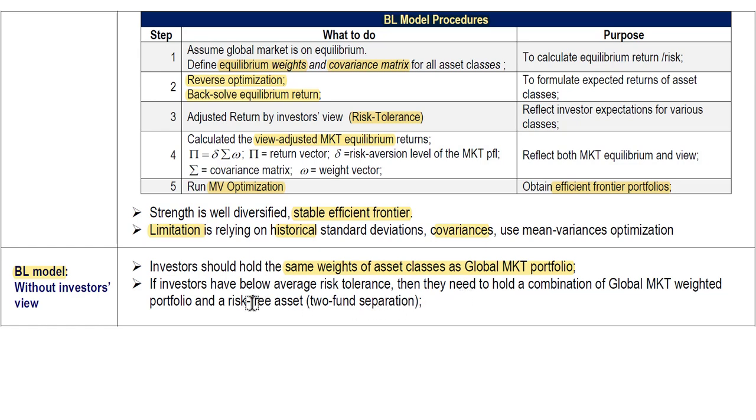Now, if the investor has a below average risk tolerance, then, because of the mean variance model with the two-fund separation, we suggest that investors should hold a combination of the global market weighted portfolio and a risk-free asset, still based on the two-fund separation concept. So this is the summary of the Black Litterman model.